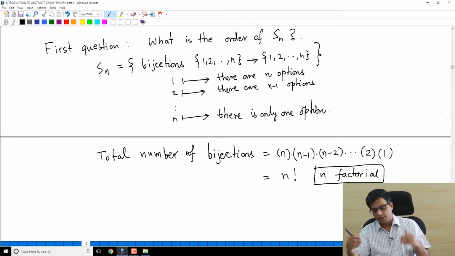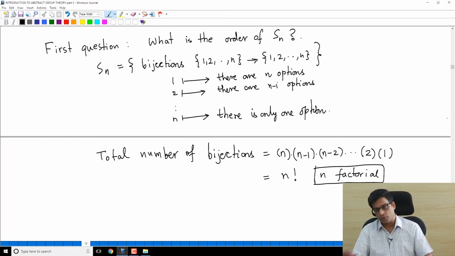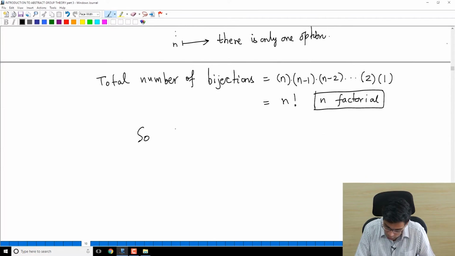So the total number of bijections is n factorial, because where you send 1 is independent of where you send 2, apart from making sure that 2 has to go to something that is not already the image of 1. Once you keep that in mind, 2 can go to anything. So you can fix one of the options for 1 and construct a function. Now change the option for 1 and construct the same number of functions, and so on. So the total number of bijections is n factorial. Hence the order of Sn is n factorial.